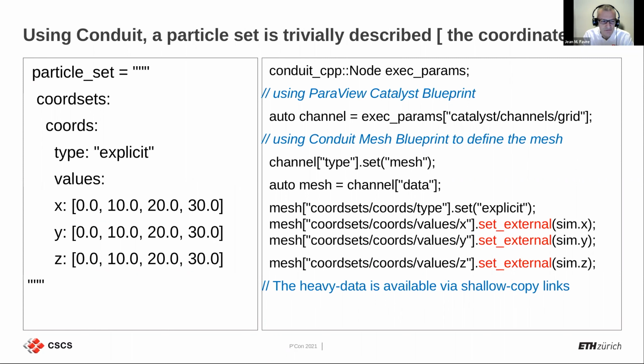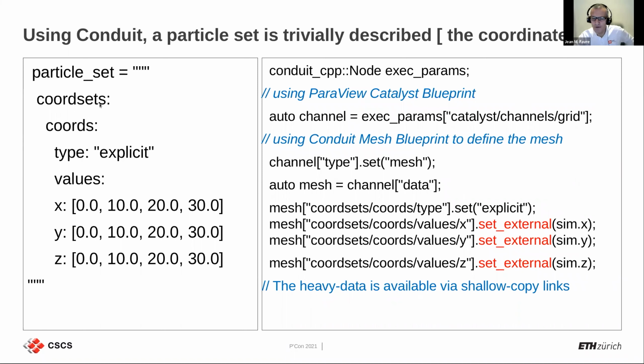is really trivially described. So on the left side of my screen here, I have the first required element for a particle set, which is the coordinate set. Here I have a standard toy example with 4 particles, X, Y, and Z coordinates, and that's what I need for my coordinate sets.